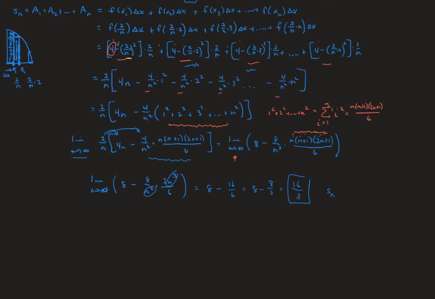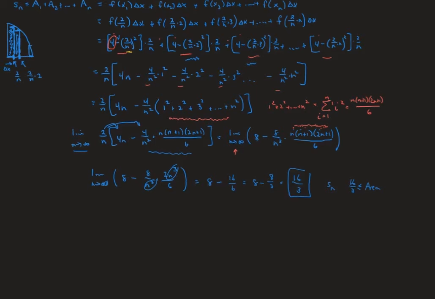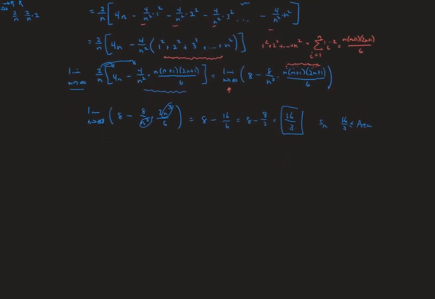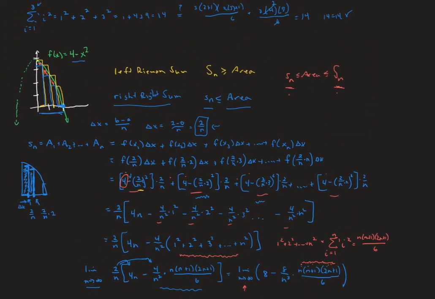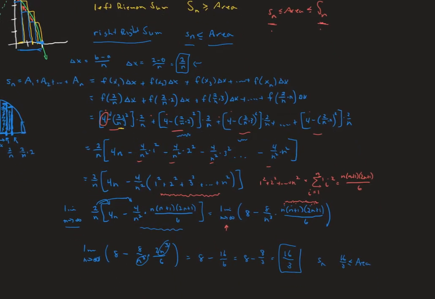So we know that this 16 thirds is less than or equal to the true area under the curve. Okay, now we're going to have to remember that. I'm going to slide up, and now I'm going to repeat this process using our overestimate. I'm going to use a left Riemann sum.